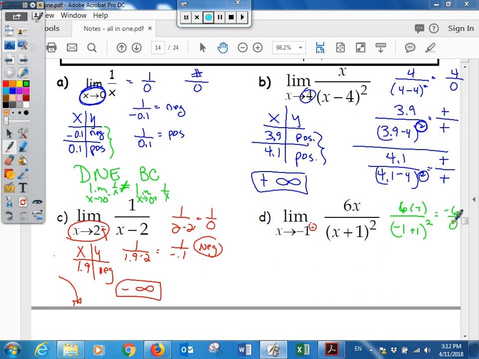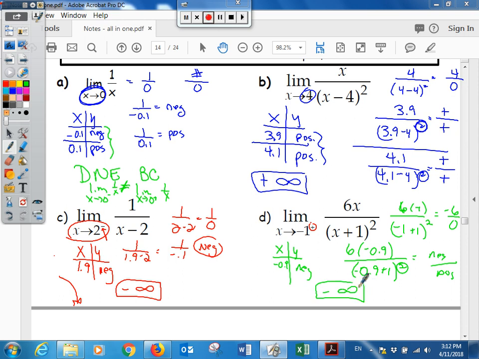So I'm looking at just to the left of negative 1, which would be negative 0.9. So if I plug in a negative 0.9, in the numerator I get negative, in the denominator it's squared, so it's always positive. So I get a negative result because negative divided by positive is negative. So my limit then is going to be negative infinity.